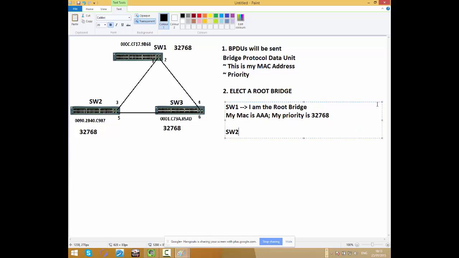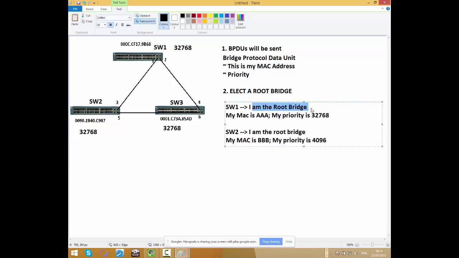So switch two now says to switch one, I am also the root bridge. My MAC is BBB. My priority is 4096. The moment switch one receives this information from switch two, here's my MAC, here's my priority, and switch one compares it with its own MAC and priority, then switch one is like, okay, hold on, you have a better value than me. And because of that, I will stop mentioning to other people that I'm the root bridge.